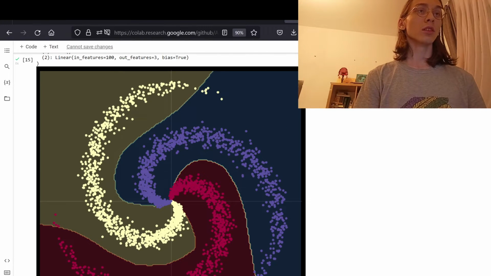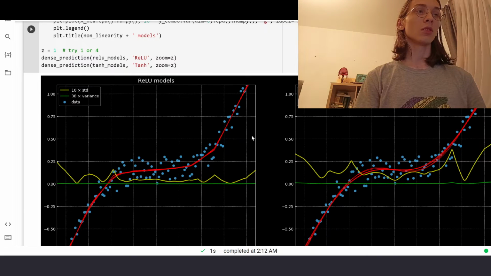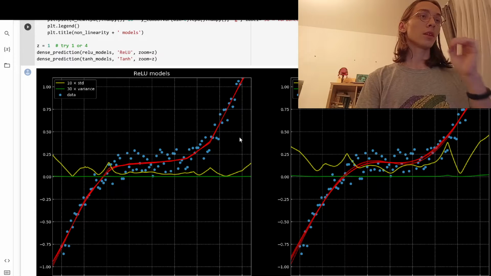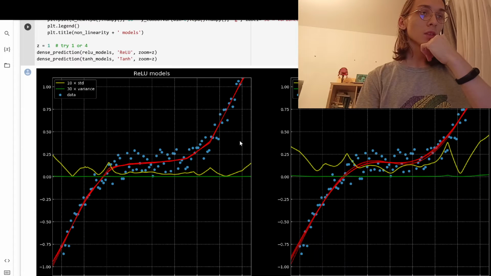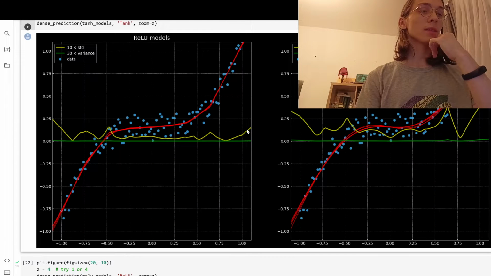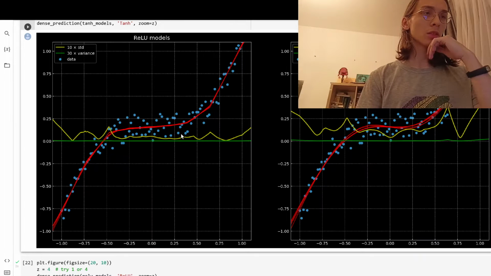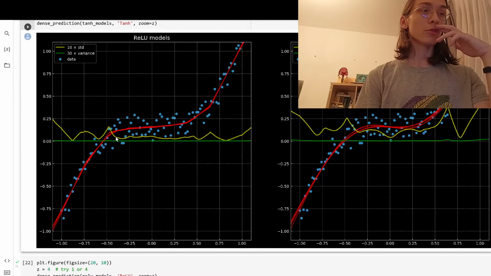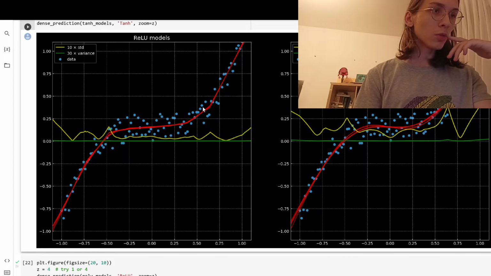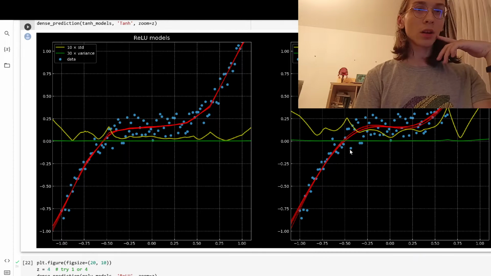Another illustration of two activation functions that I like is this one. It's a regression task. They train five models, and you can see that the ReLU is kind of bumpy, and the hyperbolic tangent is really smooth.